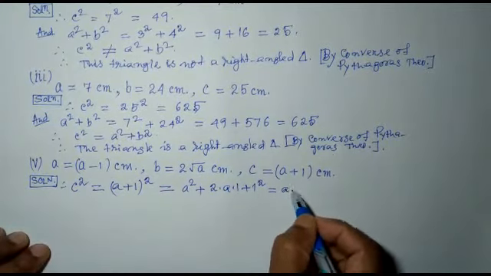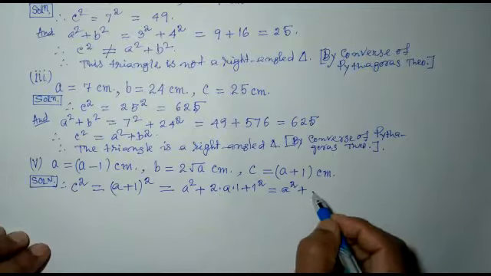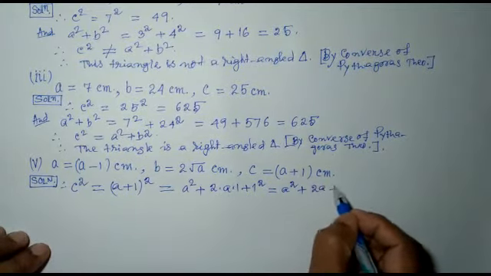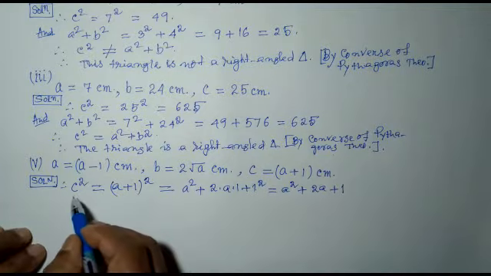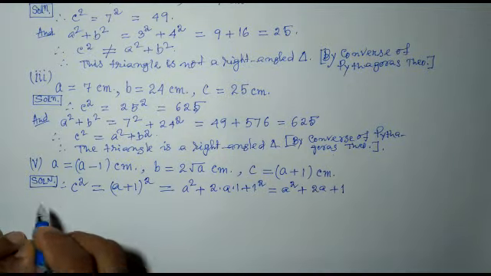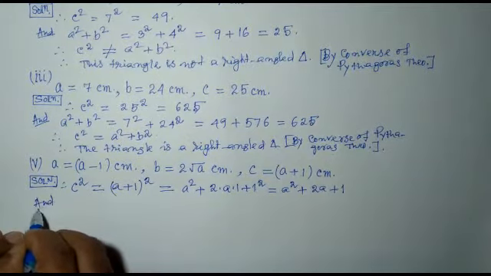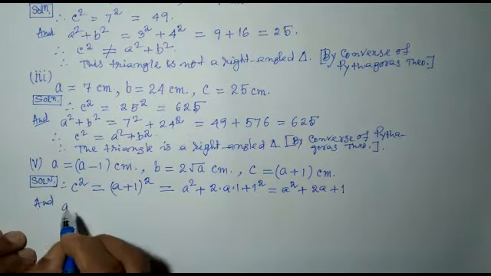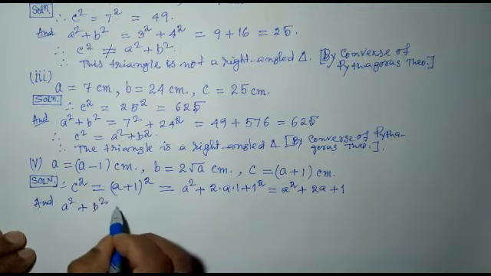Multiplying, we get a square, and 2 into a into 1 is 2a only, plus 1 square, 1 into 1 is 1. So this is the value of c square. And now take the sum of the square of the other two sides, a square plus b square.